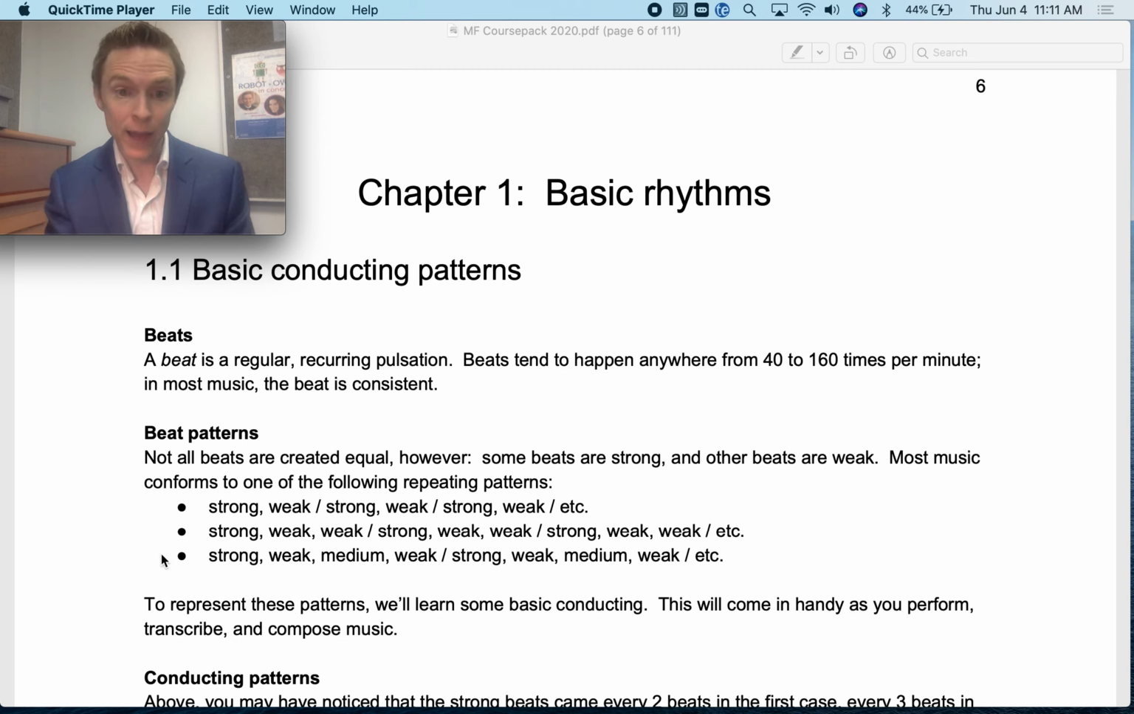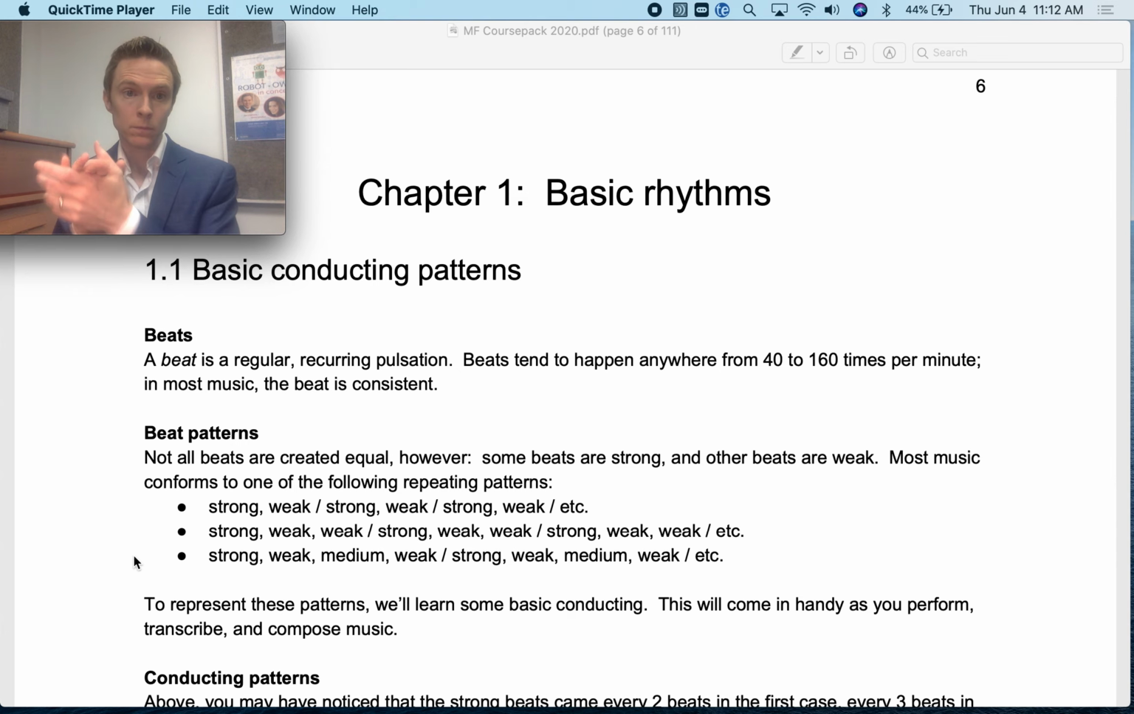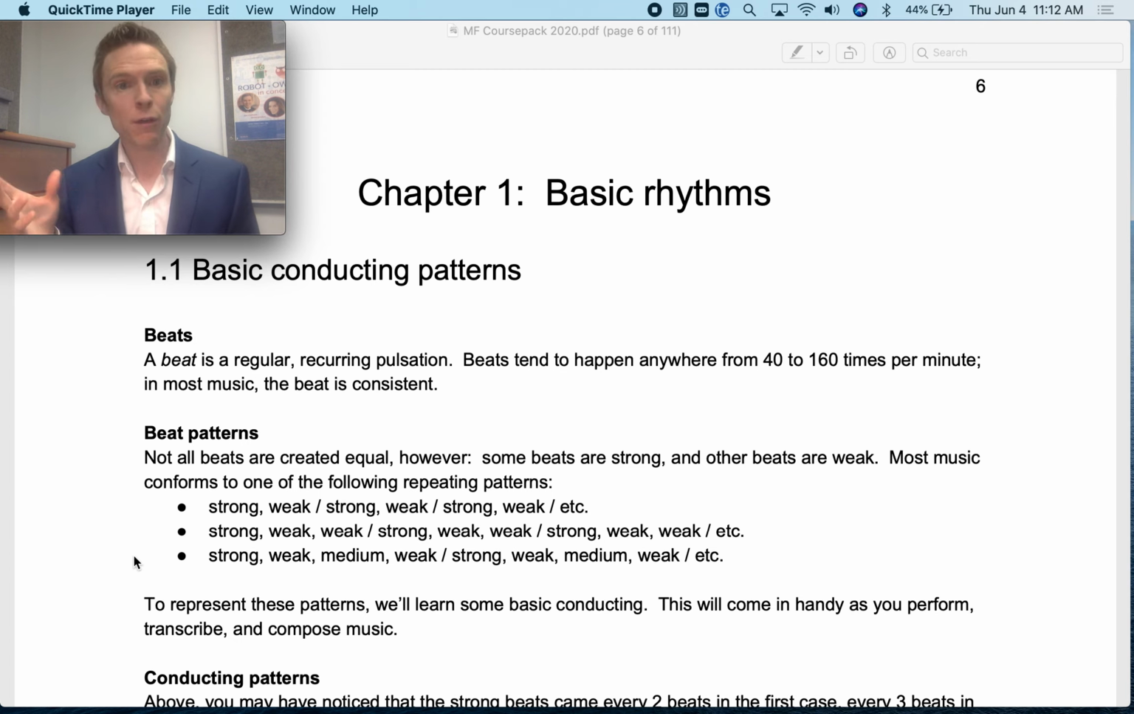And then finally, this last one, strong, weak, medium, weak. So it might sound like this. Strong, weak, medium, weak. And if you were to put numbers to that, you guessed it, 1, 2, 3, 4. So counting to 4, where the 1 is the strong, 2 and 4 are the weak, and then the 3 is kind of that medium stressed beat.